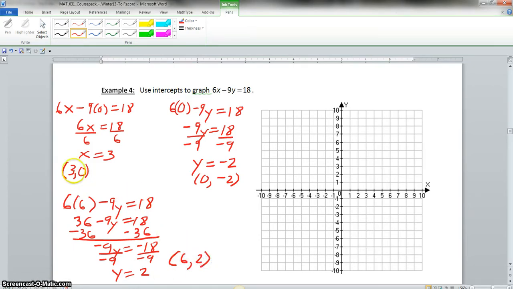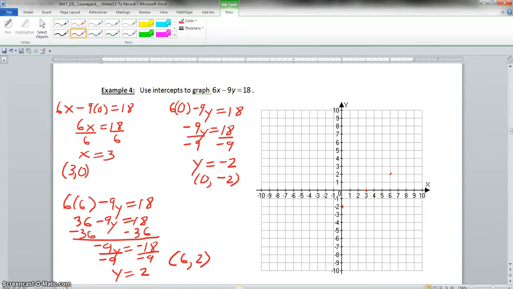Now we need to graph this. So first thing we would do, let's graph 3, 0. So we'll go here to the origin, and we will go to the 3 and put a point here on the 3, 0. Now we go here to the next point, 0, negative 2. We go here to the origin, and we just go 2 down. And now we have a point on 0, negative 2. Now our last point is 6, 2. So we'll go to the origin, we will go 6 on the x-axis, and then we will go 2 up. So this would be 6, 2.